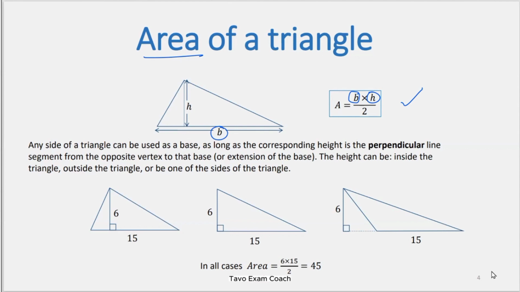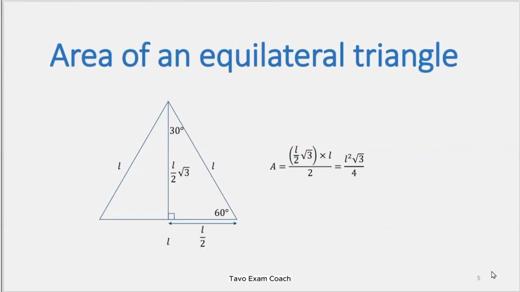So you can see that the height could be within the triangle, could match one side of the triangle, or could be actually totally outside the triangle. It depends on the shape of the triangle and on the vertex from which you draw this segment called the height. There is a special formula for the area of an equilateral triangle based on the length of the common side.